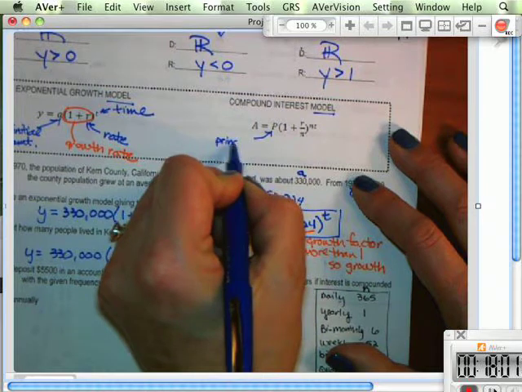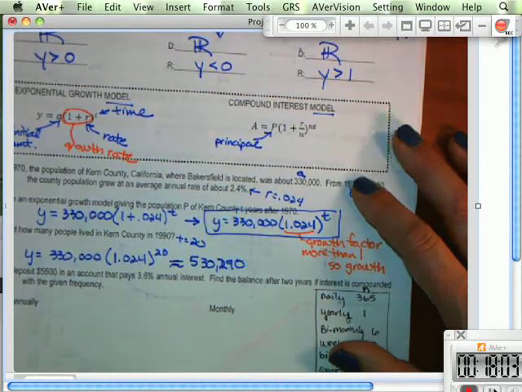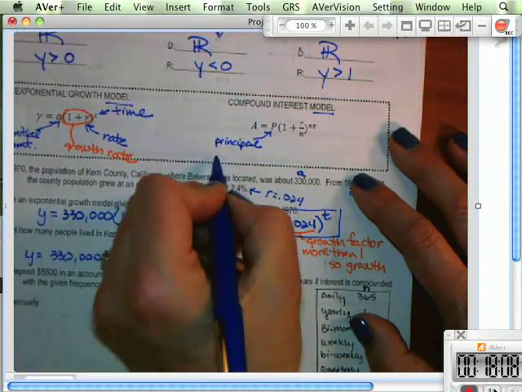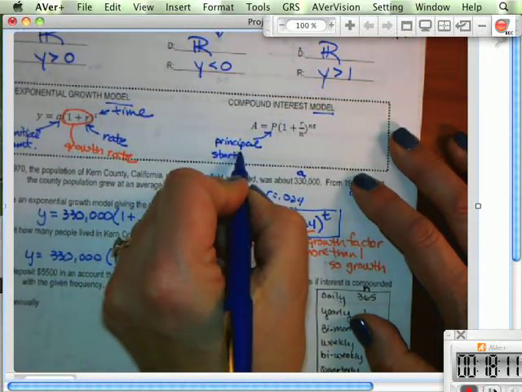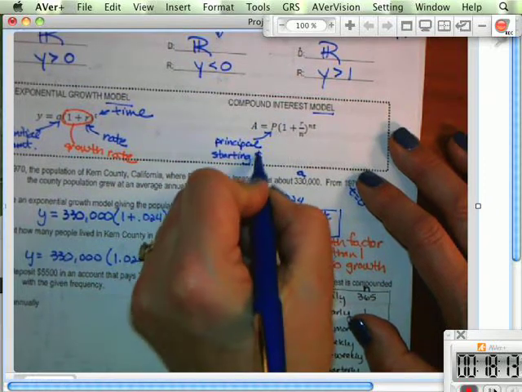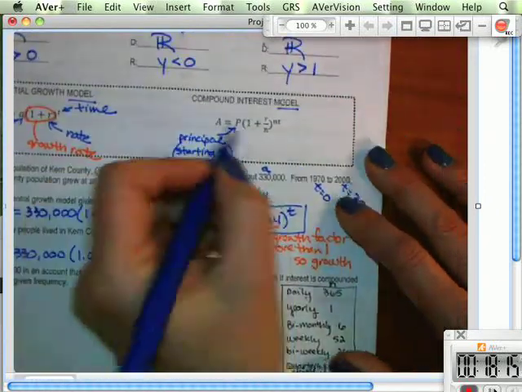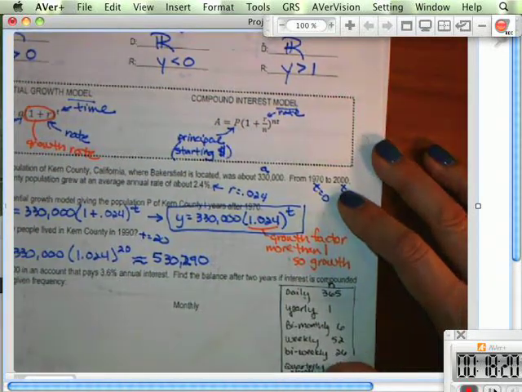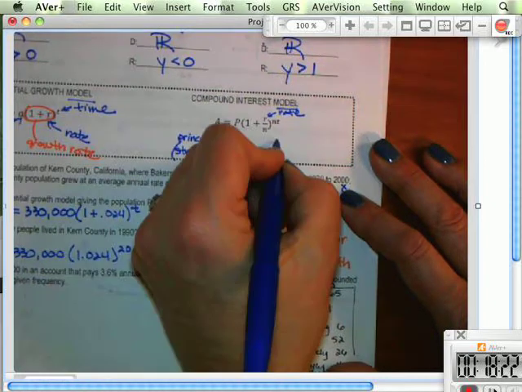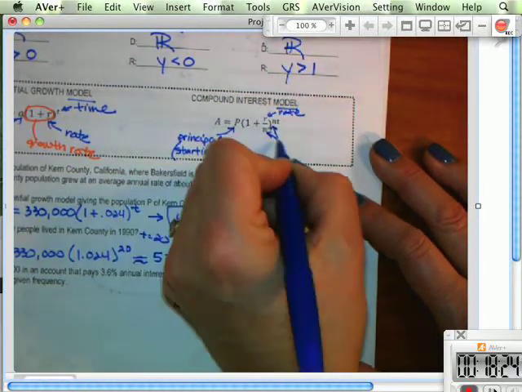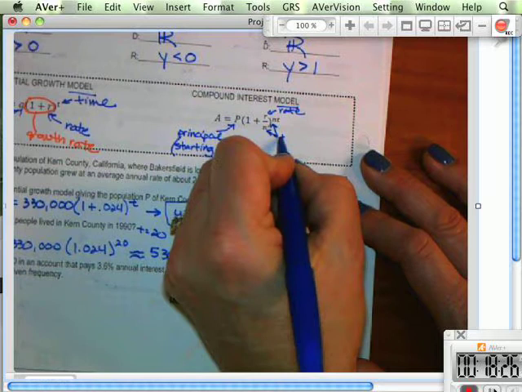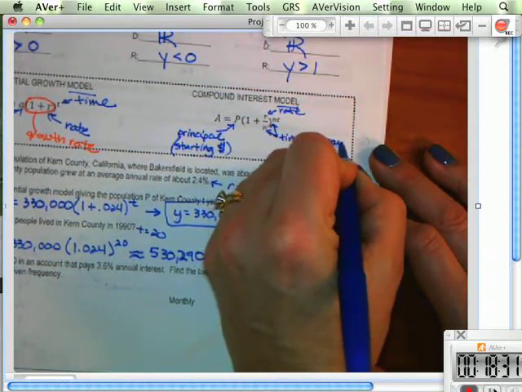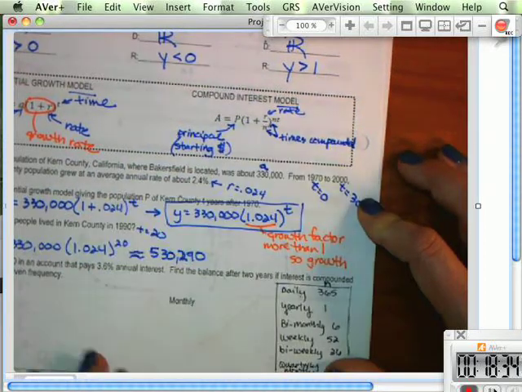Okay. So P is your principal, the initial amount. So let's say your rich uncle gives you $2,000 for your 16th birthday, and you stick it in a bank account. That's your principal. Starting dollars. Okay. Again here, R is your rate. N is the number of times it's compounded. That means how many times you're going to get interest in a year. Times compounded.